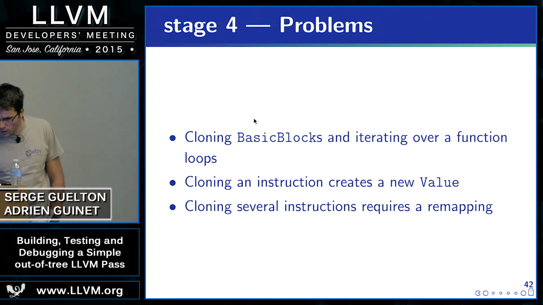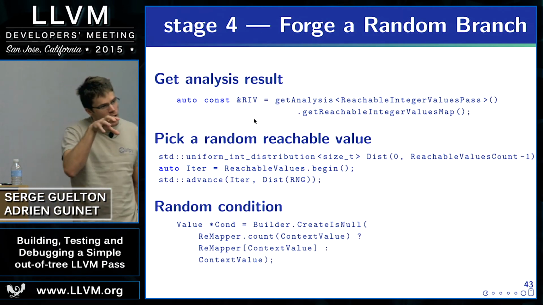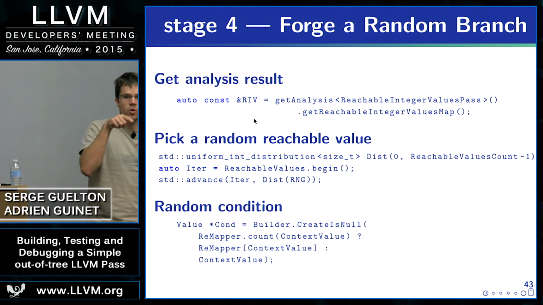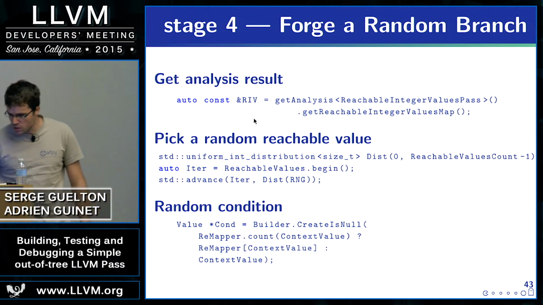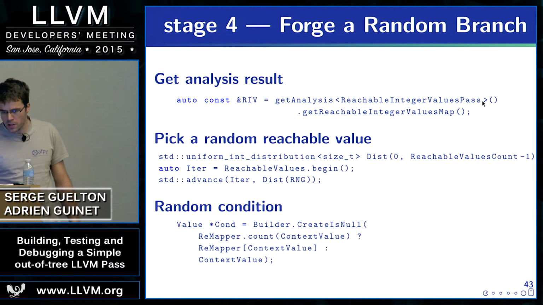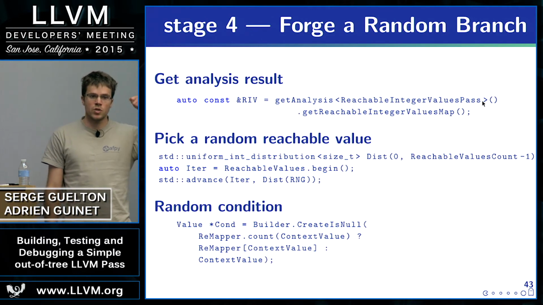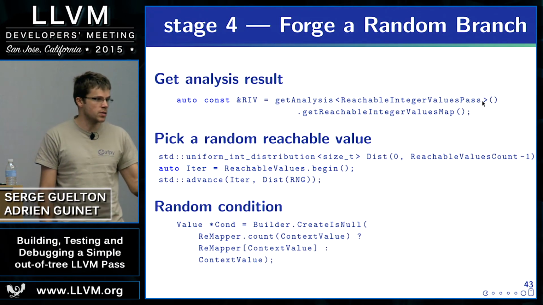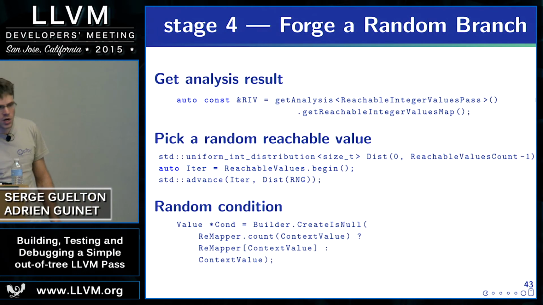And so let's go for this. So first, you have to forge this random branching. And here, all the pieces of the puzzle come together because we are going to use the analysis we've just been developing. So we declare a dependency on a reachable integer value pass in our dependency method. And to do this, we need to include a header. That's why you need to write a header for your analysis, and you don't need it for a transformation. And then you use the famous getter to get the actual mapping, right?